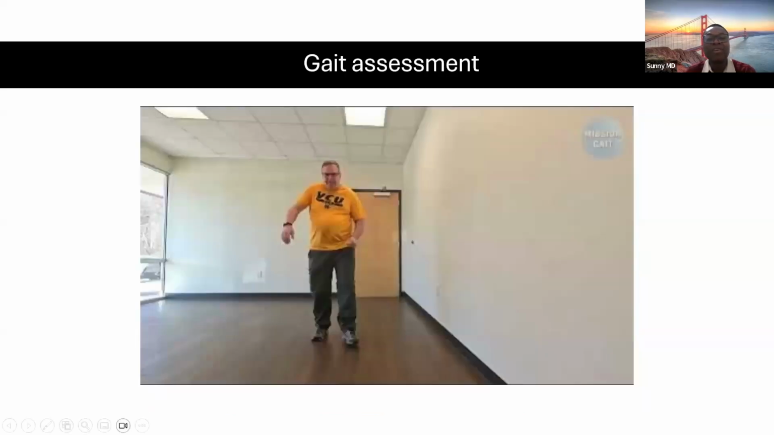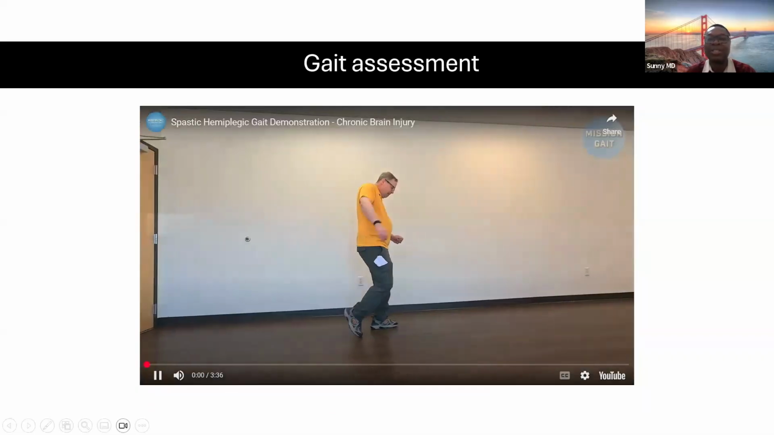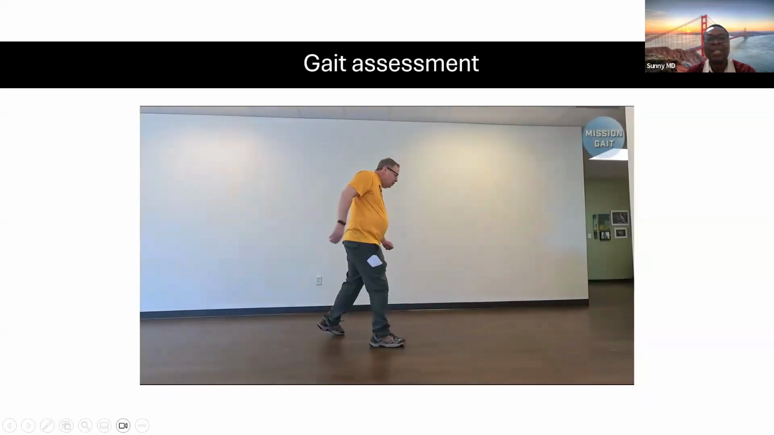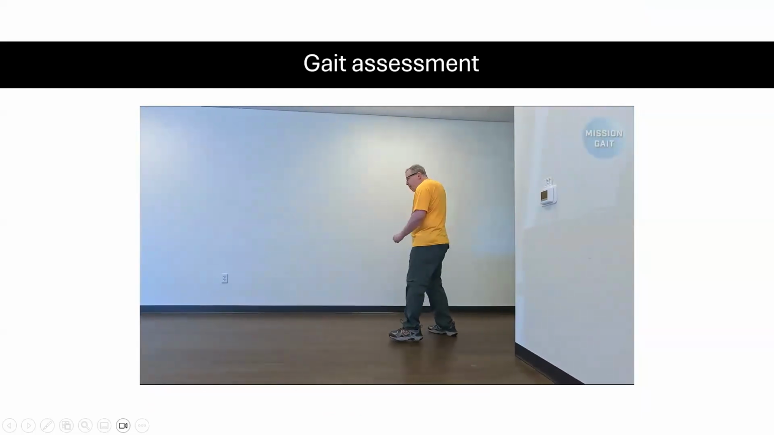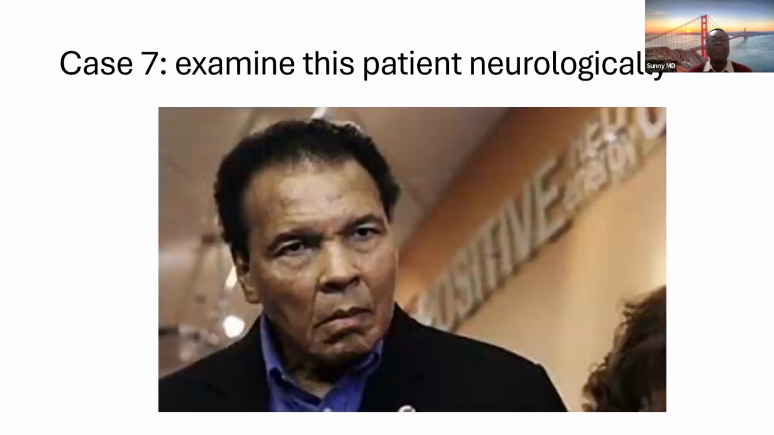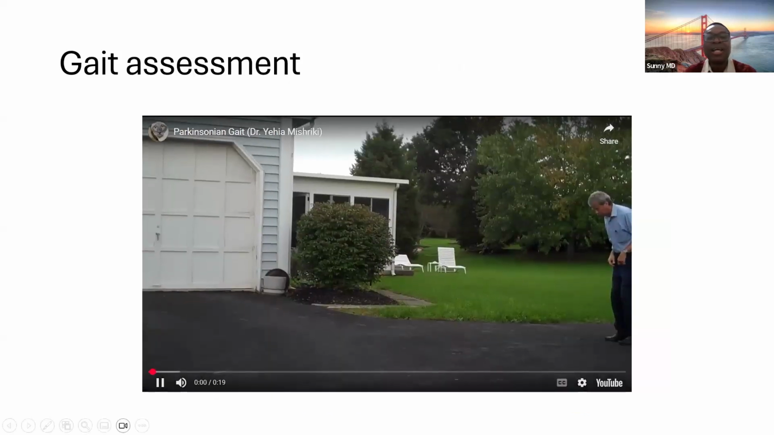So I guess we'll round off, but if anybody wants to, so this is a stroke. A patient with a stroke. What sort of gait is that? Can anybody speak up? Hemiplegic gait, yeah. So differential diagnosis of spastic hemiparesis: ischemic stroke, hematoma, tumor, abscess collection, demyelination, cervical myelopathy. It's a familiar face, isn't it? Is there anybody that doesn't know who this is? No? So examine this patient and what's the diagnosis?